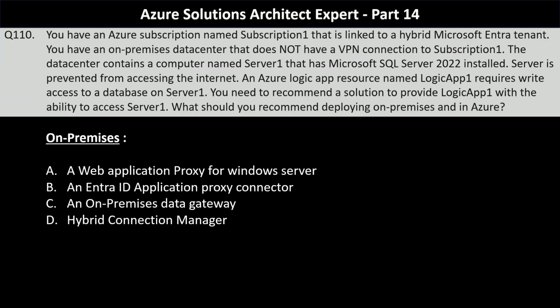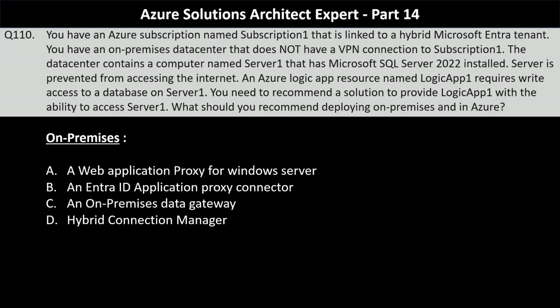An Azure Logic App resource named Logic App 1 requires write access to a database on Server 1. You need to recommend a solution to provide Logic App 1 with the ability to access Server 1. What should you recommend deploying on-premise and in Azure? Now, the first part of the question is talking about the on-premise deployment. And your options are a web application proxy for Windows Server, an Entra ID application proxy connector, an on-premise data gateway, hybrid connection manager.